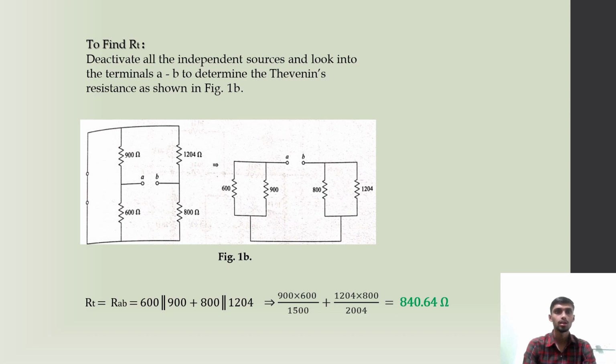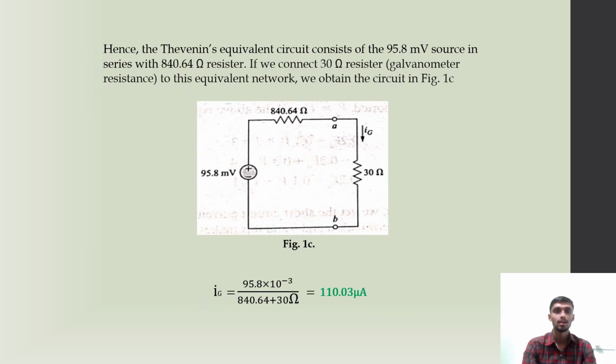Next, I am going to find out the resistance across the whole network. The resistors 900 and 600 are connected in parallel at terminal A, and 1204 and 800 are connected in parallel at terminal B, and both are connected in series with each other across terminals AB. We find the total resistance by calculation, and the total resistance obtained is 840.64 ohm.